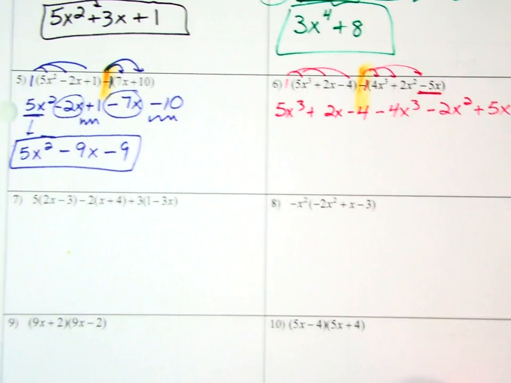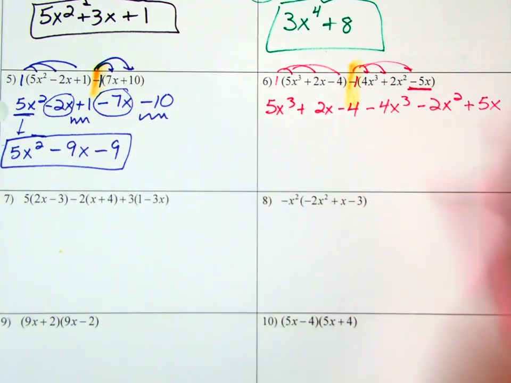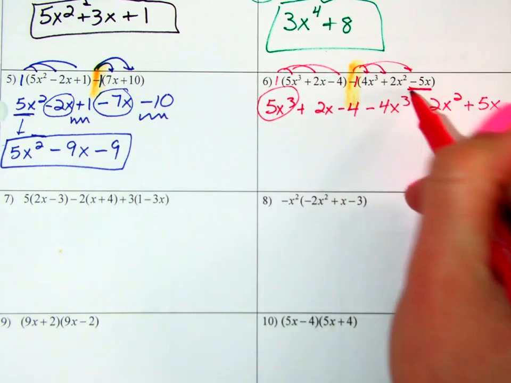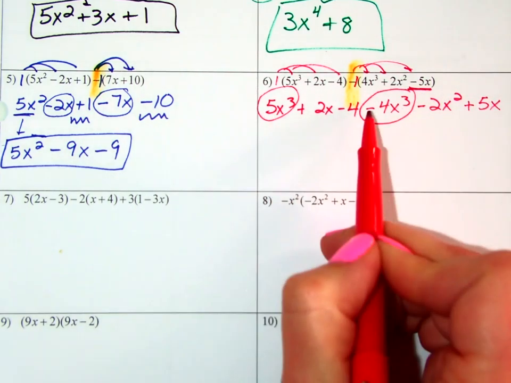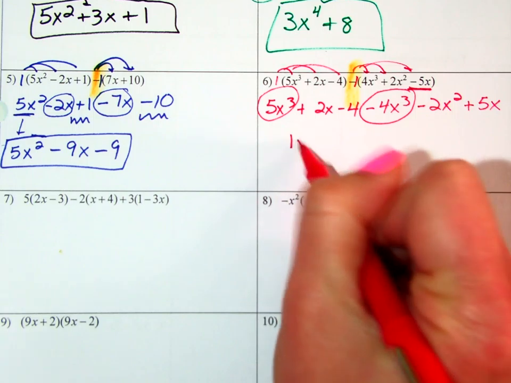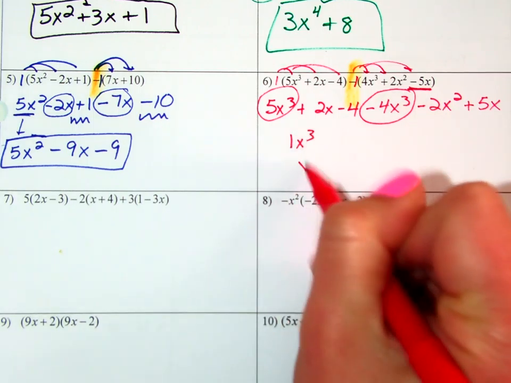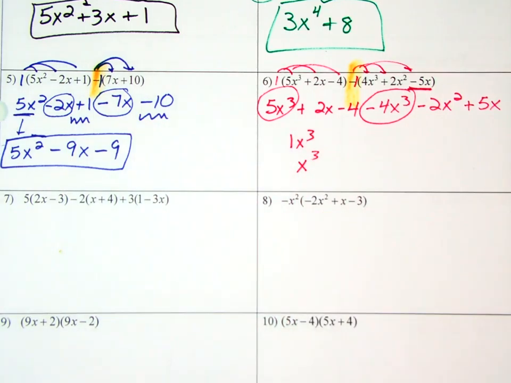So now we need to go ahead and combine our like terms, right? Highest exponent's 3, so we're going to combine our cubes together. So 5 minus 4 gives me a 1x cubed. But remember, we don't normally write the 1, so I'm just going to make it an x cubed.